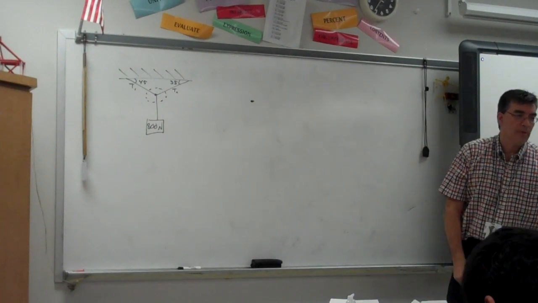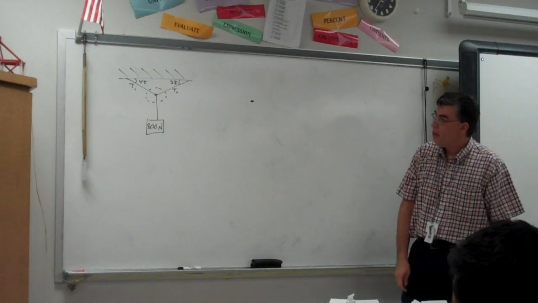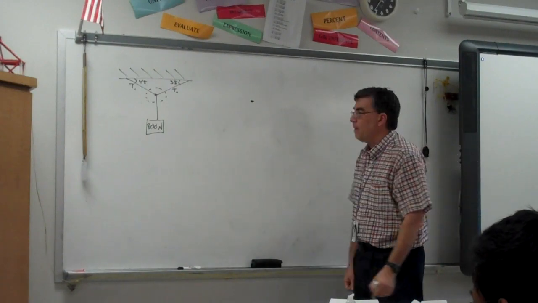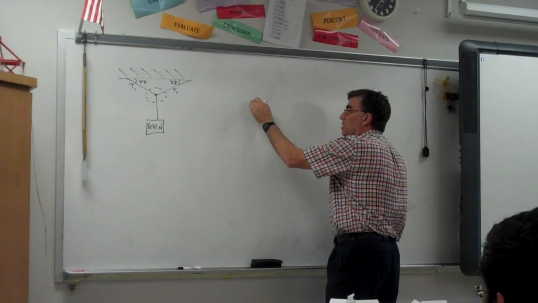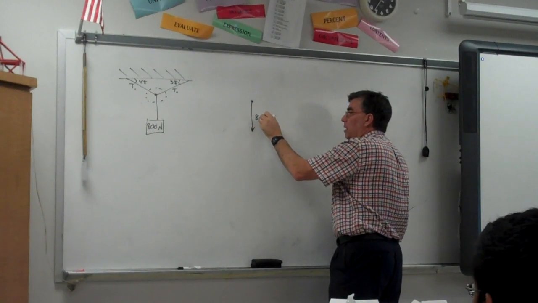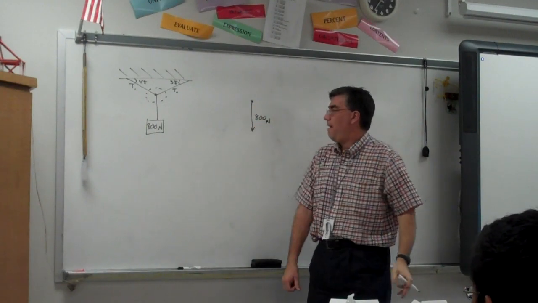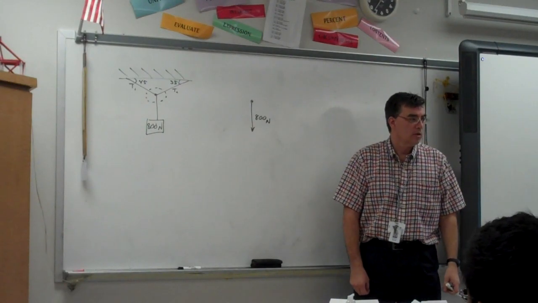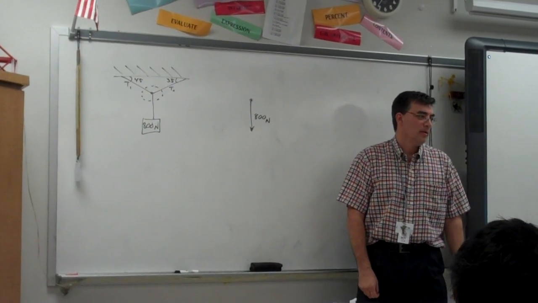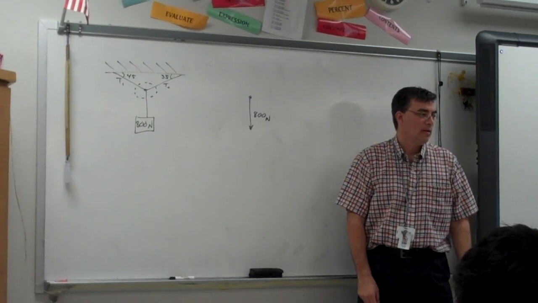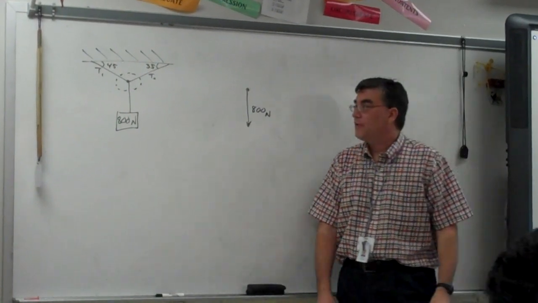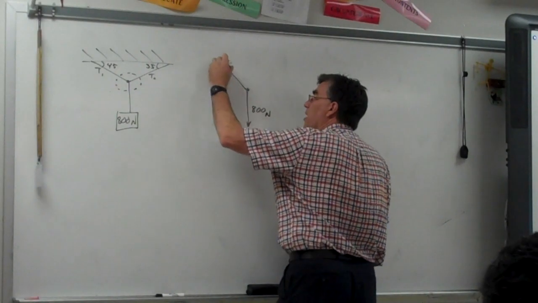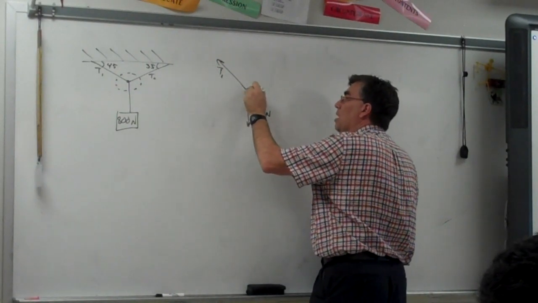So, what things go on my free body diagram? Give me one, Paul. Force of gravity. Okay, which I already know is how much? 800 newtons. So I've got that. I've got two other things that need to go on there. Give me one, Cody. Tension. Okay, I've got two tensions, so I'm going to put one this way, and one this way.